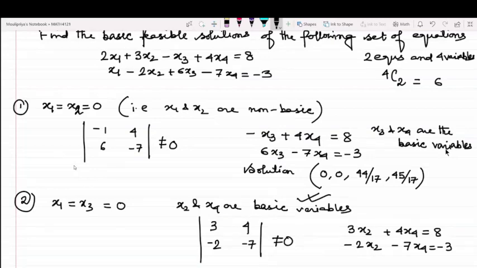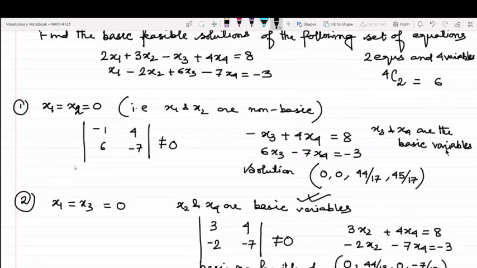Am I okay with this? Because the solution that you should be getting would be 0, then 44 by 13. Am I right? Then again 0 and minus 7 by 13. Is my calculation correct? Yes, ma'am. So this implies where the first one was a case of a basic feasible solution, this one is a case of a basic non-feasible solution.